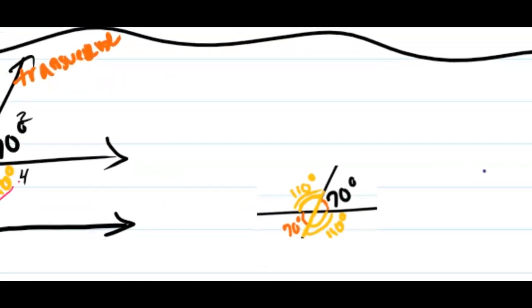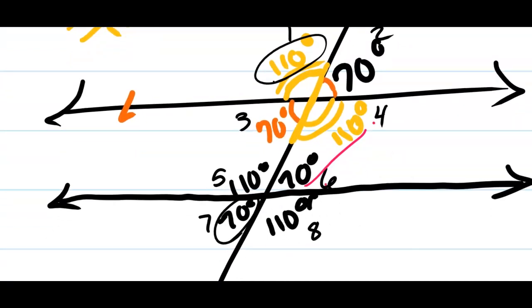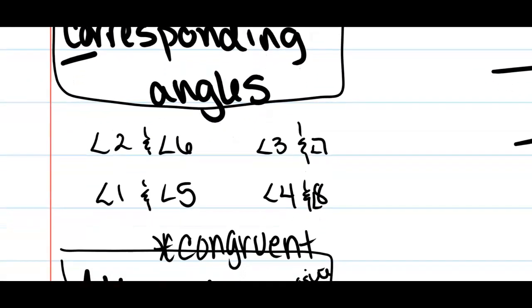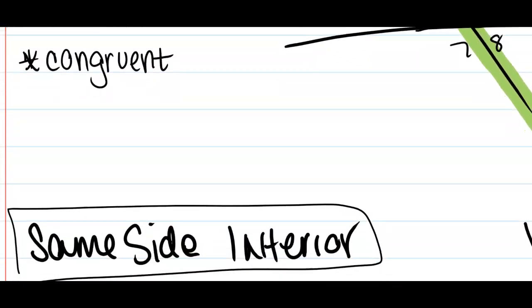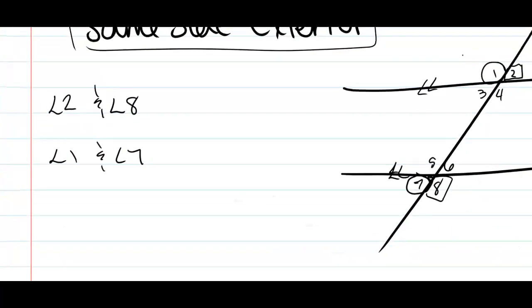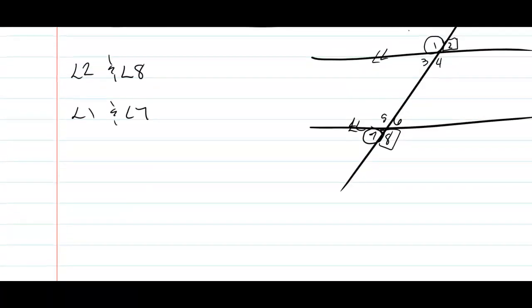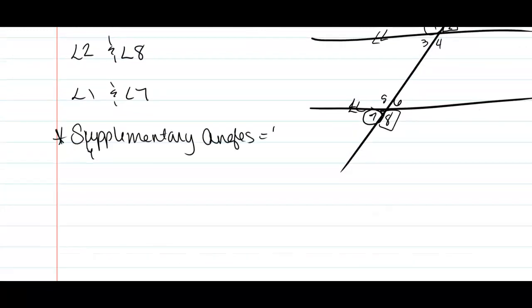And if we look at their relationship, angle 1 and angle 7 also add up to 180 degrees. Angle 2 and angle 8 also add up to 180 degrees. So because we have angles that add up to 180 degrees, then we have supplementary angles. So then we can say that same side exterior angles are supplementary angles. And if they're supplementary, that means that they're equal to 180 degrees.